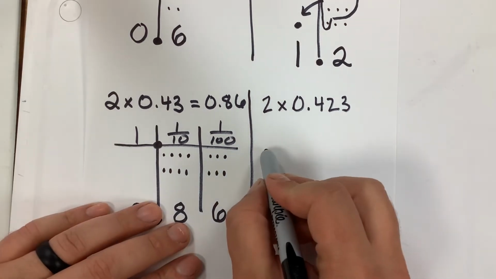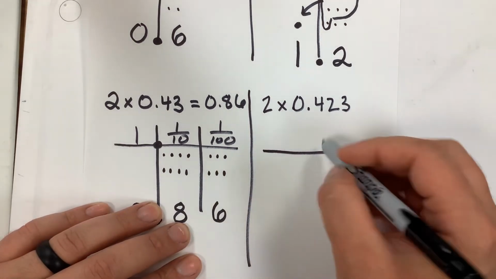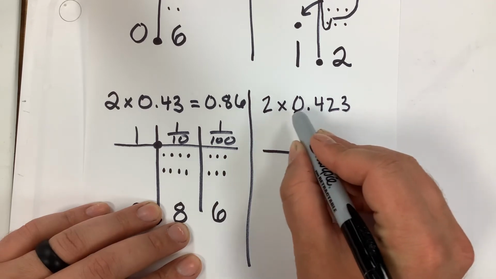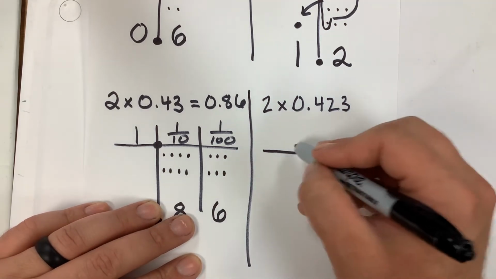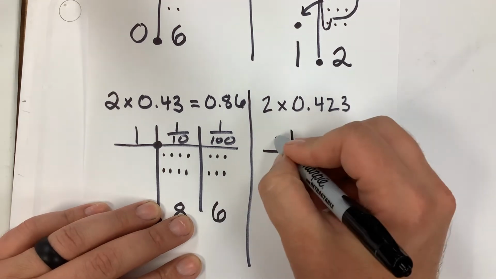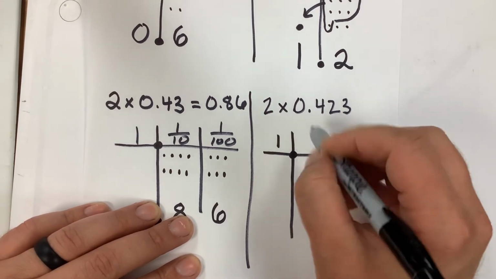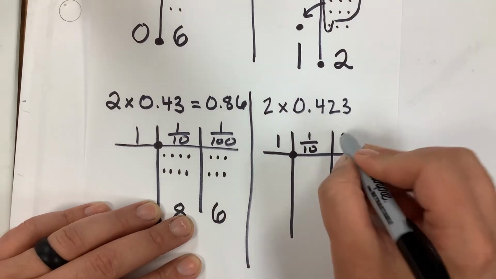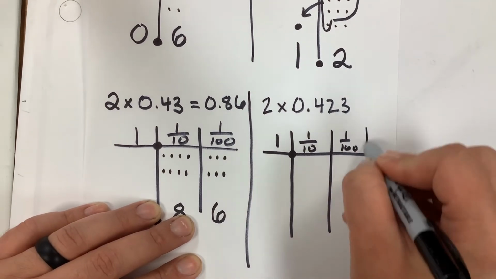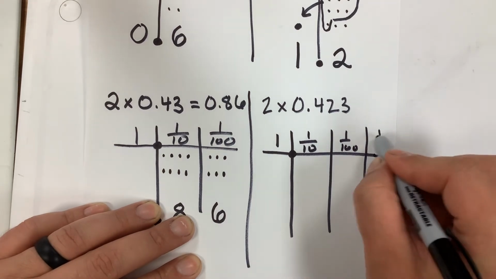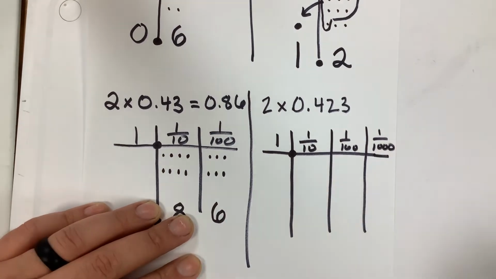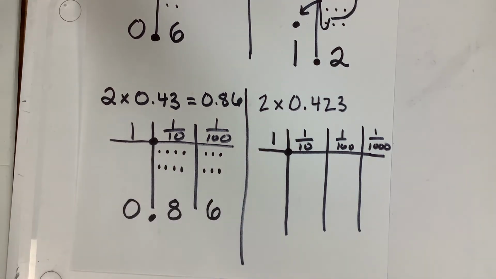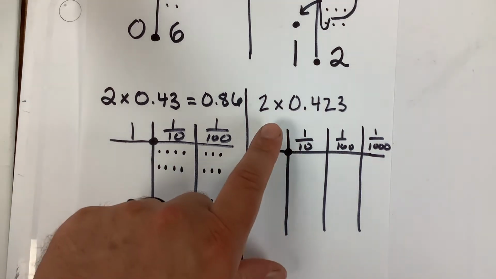First step, draw my place value chart. This time I see I have thousandths, hundredths, tenths, and a 1. So I'm going to make those place values. I'm going to start off by making my ones in my decimal. Then I have my tenths, my hundredths, and then lastly my thousandths. So again, while you're writing that down, I'm thinking here to myself, how many copies am I making?